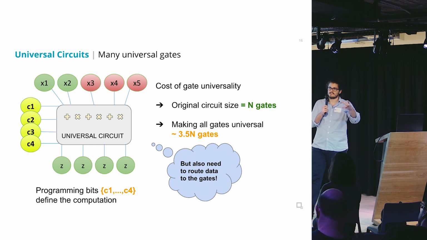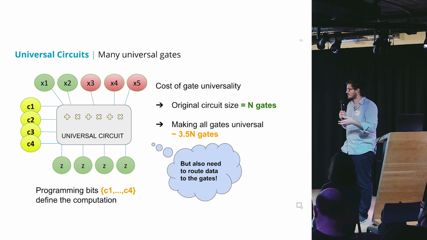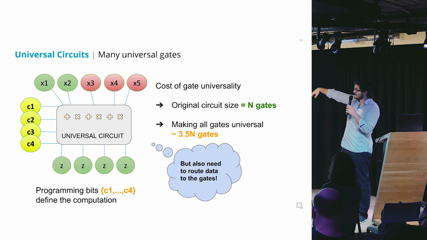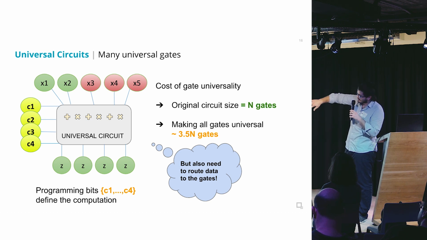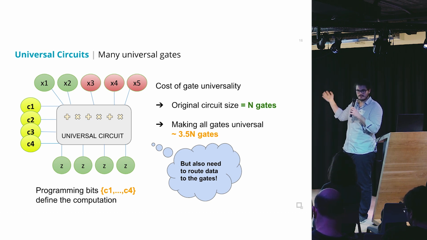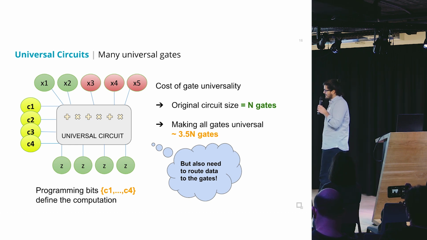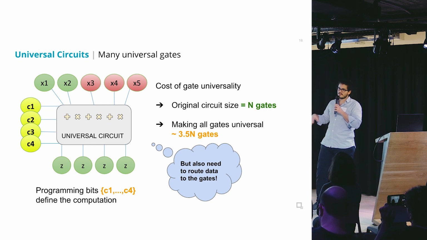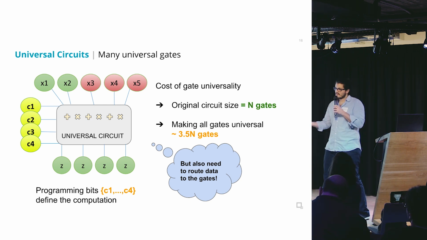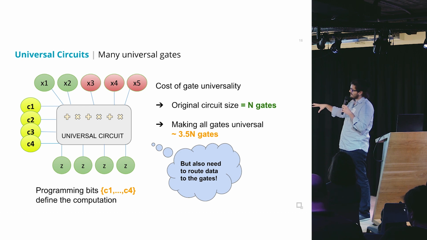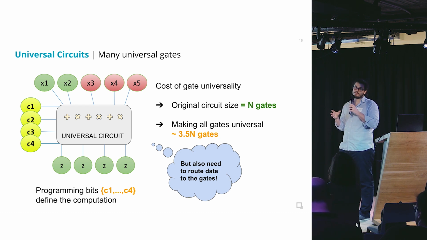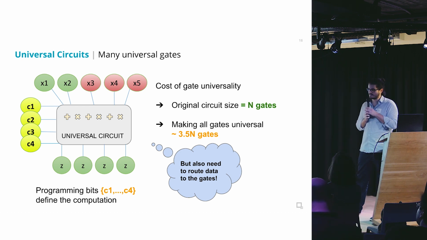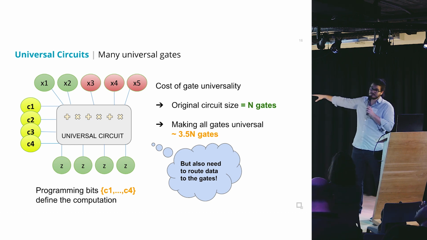We can take several of these and put them together to create a universal circuit, right? This is the first intuitive step that you can take to construct a universal circuit. So you have several inputs, and you have several programming bits for each of the universal gates, and you have some outputs, right? And all in all, if your original circuit was of size n, this new universal circuit could have potentially a 3.5 times larger number of gates, right? This is only due to the gate universality, right?